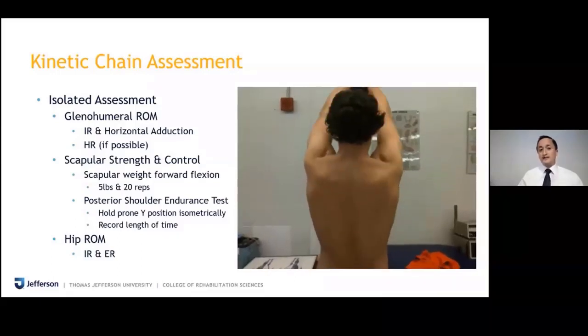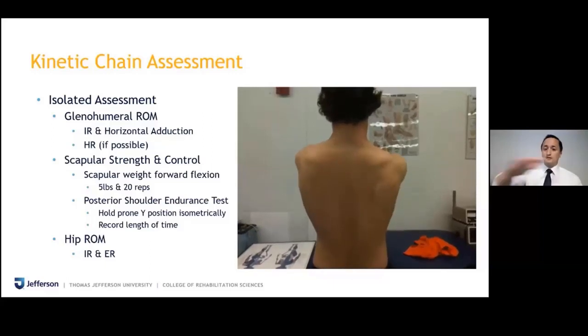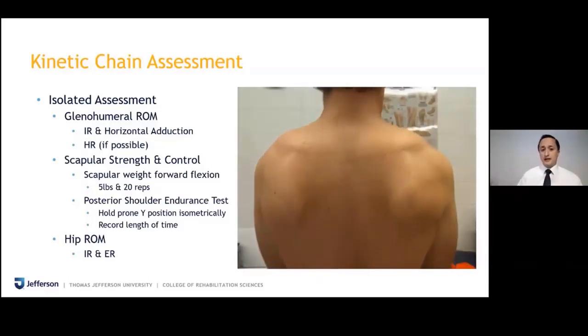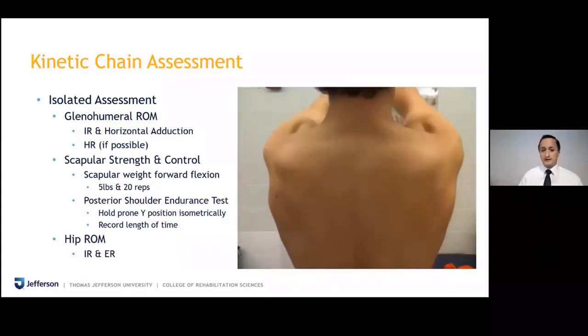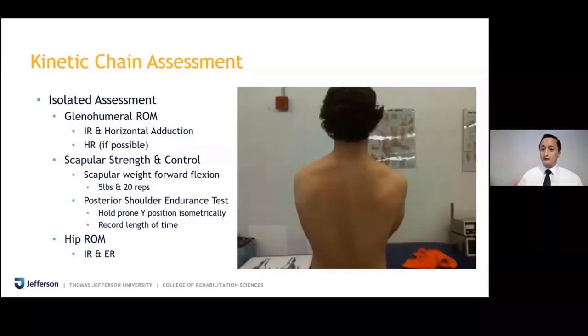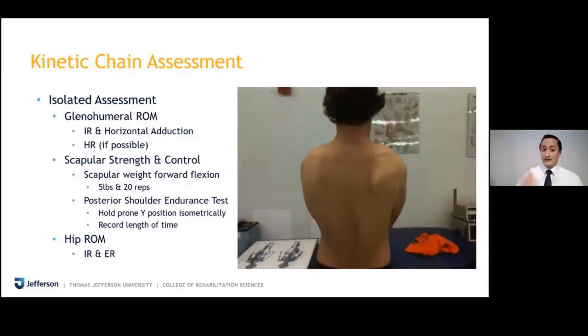From a kinetic chain standpoint, we can look at humeral range of motion, make sure they have adequate internal rotation and horizontal adduction. If we have ultrasound, we can look at how much retroversion they have and get a better sense of that. We also want to look at their scapular control. Are their scapular stabilizers strong and stable to prevent that scapula from kicking out?